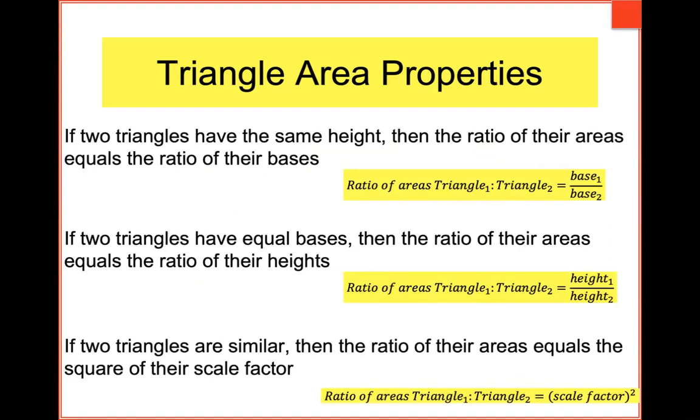So remember, if two triangles have the same heights, then the ratio of their areas is equal to the ratio of their bases. That's the first statement. The second one is, if two triangles share the same bases, or have equal bases, then the ratio of their areas is equal to the ratio of their heights. And the last one is, if two triangles are similar, then the ratio of their areas is equal to the square of their scale factors. Remember, the scale factor is any two corresponding sides. All right, go ahead and pause the video, write that down, and when you're ready to go on, play.